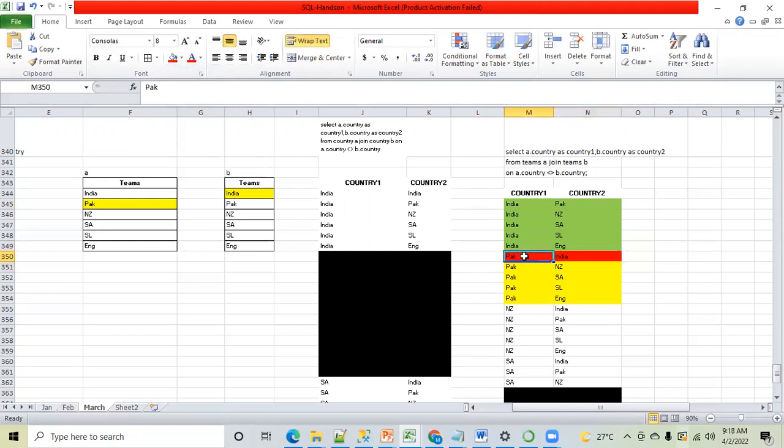Now this record is coming, but I don't want this record because it seems like a duplicate, because we have already covered India and Pakistan. So again, this is coming. This doesn't make any sense. Now, how to remove this? This is the main thing which I want to explain to you from this query. How to remove this one? You don't want this record, right? So how to remove this?